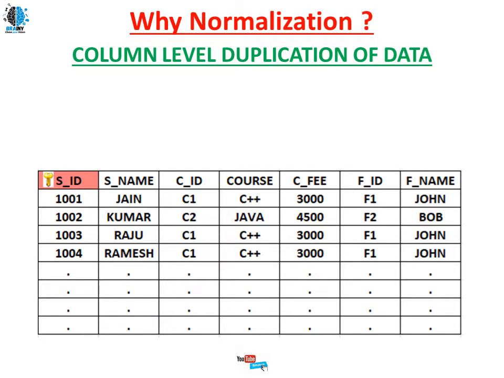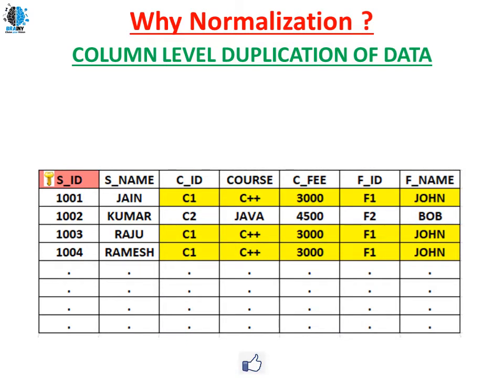Let's see the column level duplication in this table. So for column level duplication, as we have here, I have course ID, course fee, faculty ID, faculty name. So I have all these details along with the student details here. So this table is having details of student, course and faculty. So which students have enrolled for which course, what is the fee of that particular course, and which faculty is teaching. So this table is about all these details.